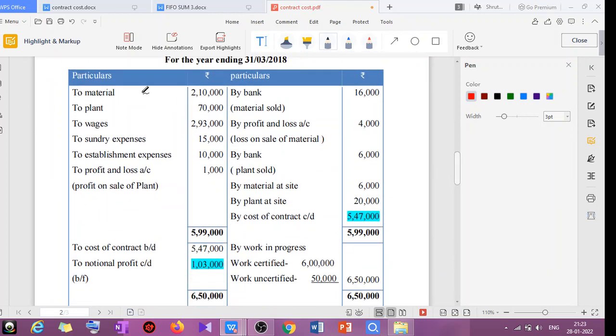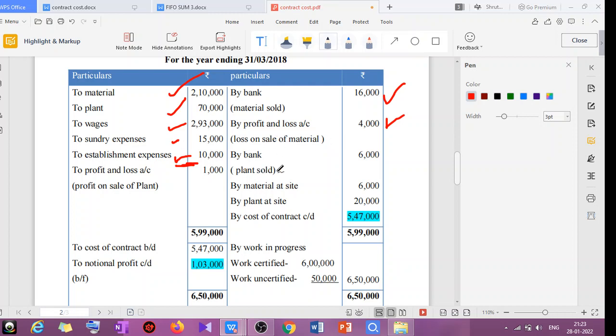So what I told is material, then plant, wages, sundry expenses, establishment charges. Okay, first we have written these on the debit side. Then in the question they have told material sold, okay, for rupees 16,000. Cost is 20,000, sold for 16,000. So you have incurred a loss. So the loss on sale of material we write on the credit side of the contract account, by profit and loss account. That is loss on sale of material. You can write it as abnormal loss also. Same thing it is.